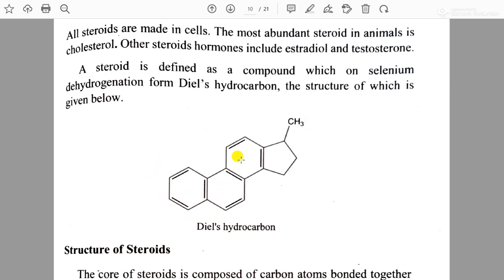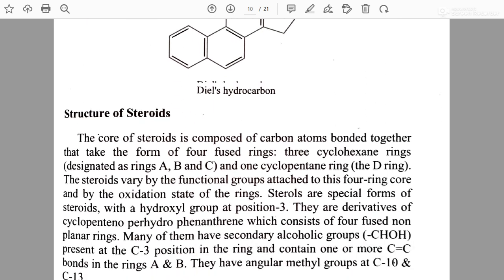In Diels hydrocarbon, you can see 4 cyclic ring structures. These 3 rings are actually benzene rings, and these are fused like this. So the name of this base structure is phenanthrene, and at the side of this phenanthrene ring there is a 5-membered ring fused together, and there is also a CH3 substituent on this 5-membered ring. So this is the structure of Diels hydrocarbon. The structure of steroids.